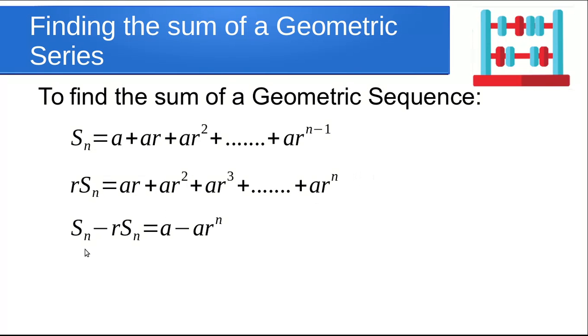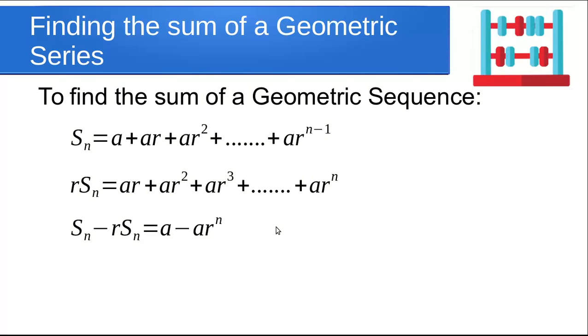So if we do Sn minus rSn, this one minus this one, on the left hand side I'm going to have Sn minus rSn, but on the right hand side I'm going to have a, but then ar minus ar will cancel, ar squared minus ar squared will cancel, ar cubed minus ar cubed will cancel, ar to the n minus 1 will cancel with ar to the n minus 1 here, and then you'll have a minus ar to the n on the end. And so it will simplify really nicely.